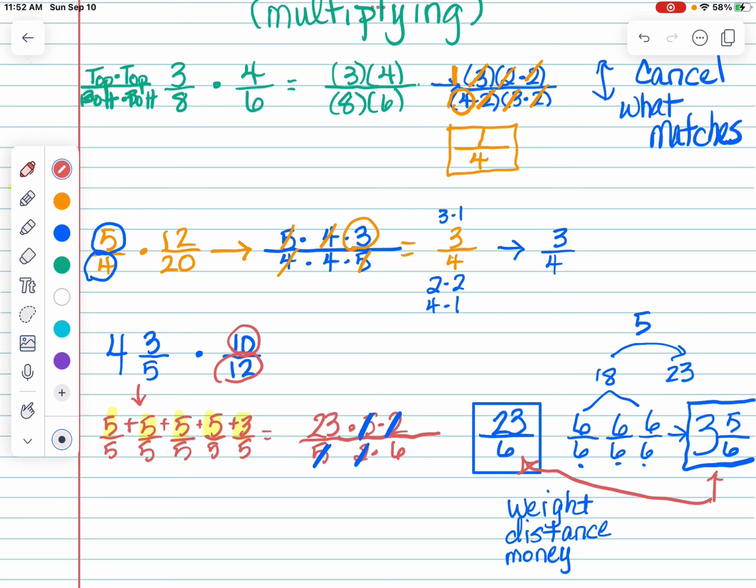I want you to look at multiple choice answers before you do anything and see what format they have your number in, as a decimal, as a fraction, as a mixed number, and go from there.